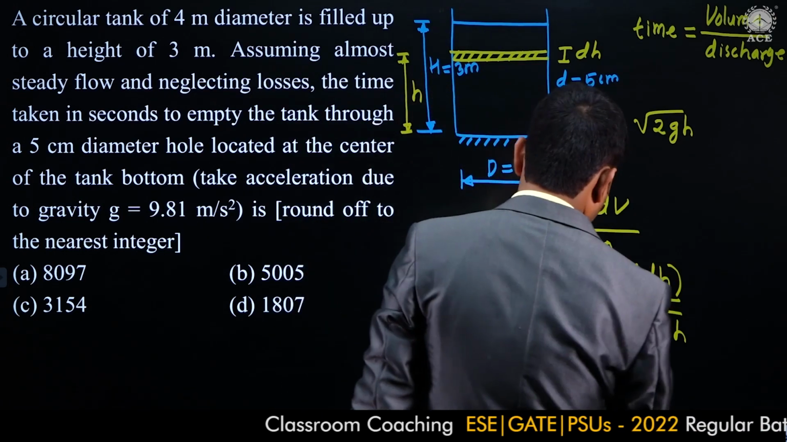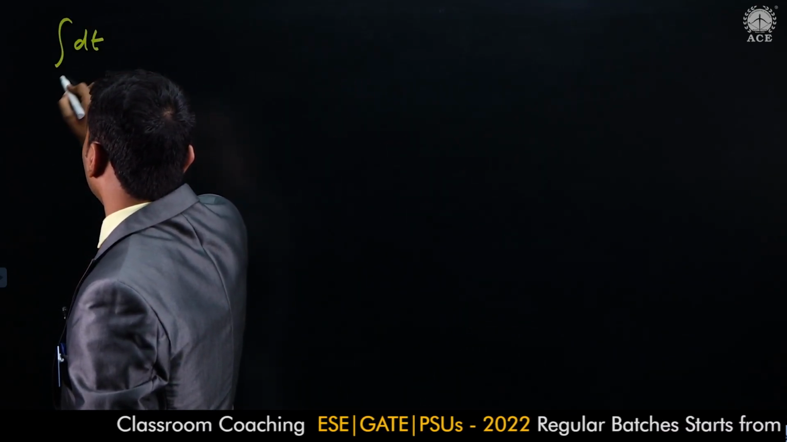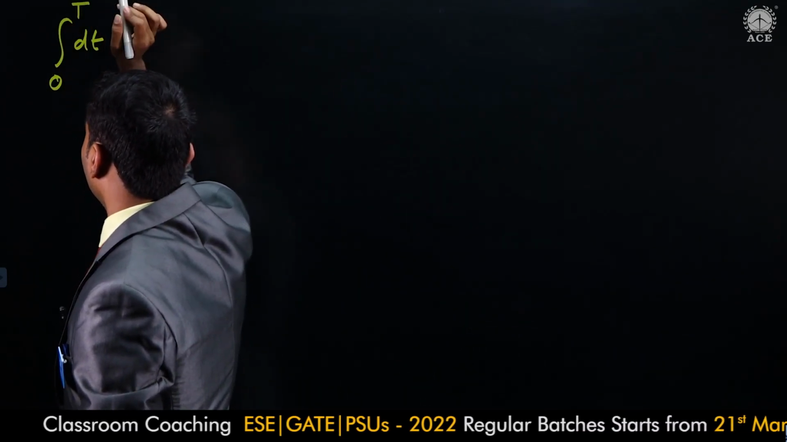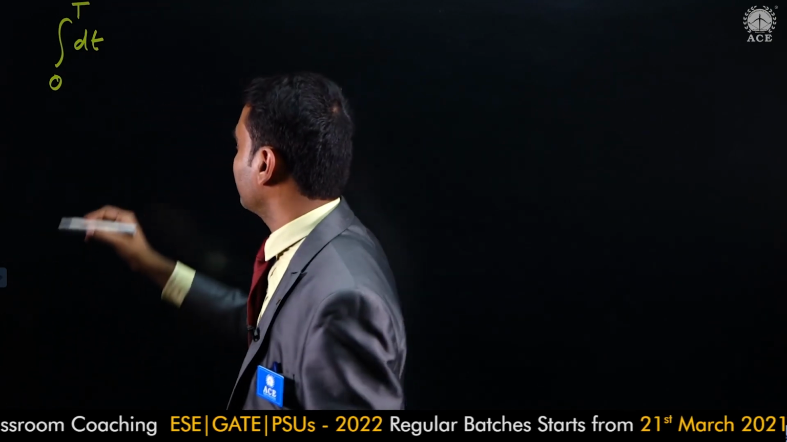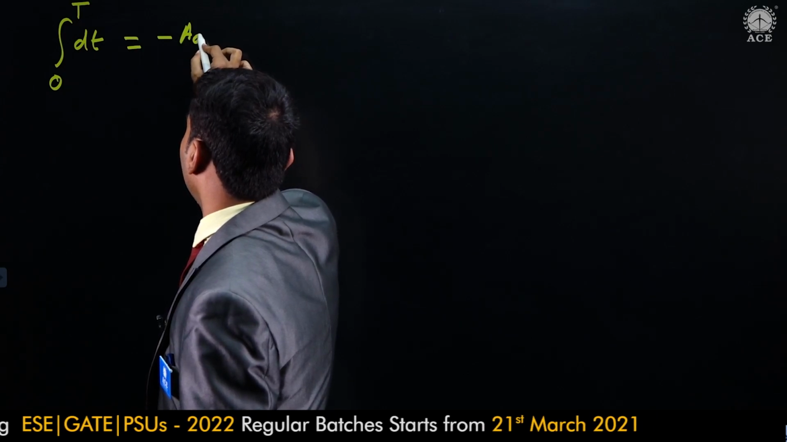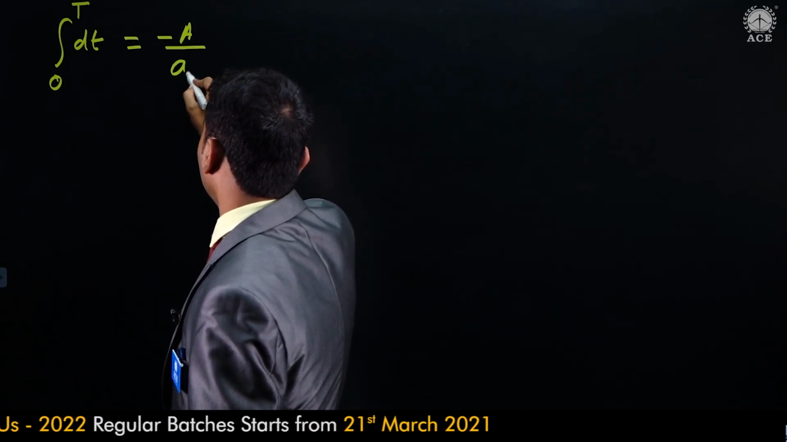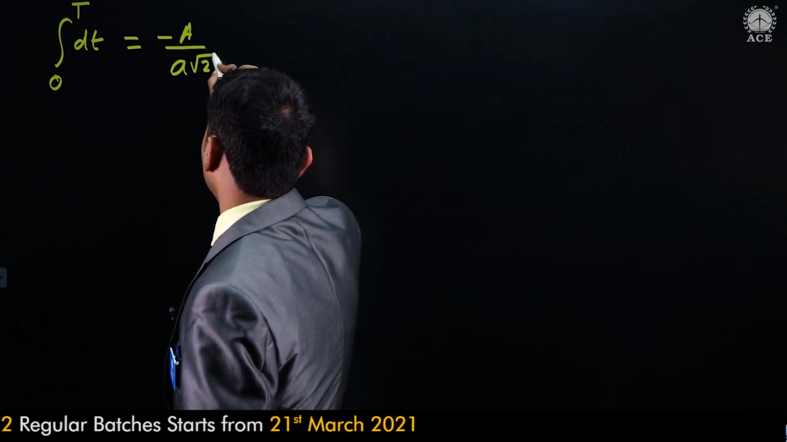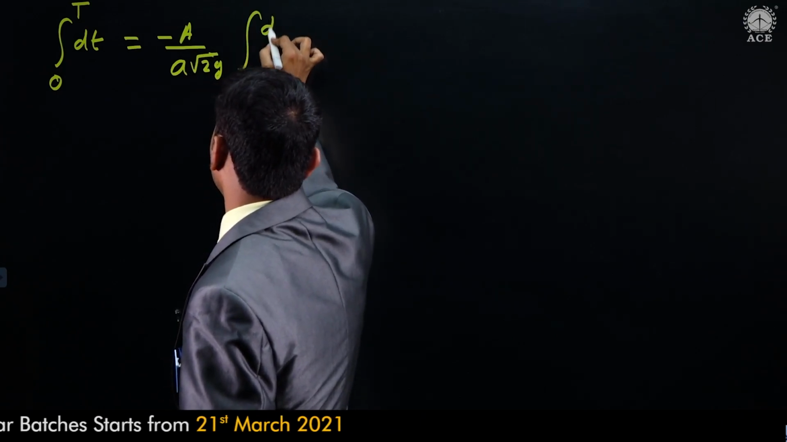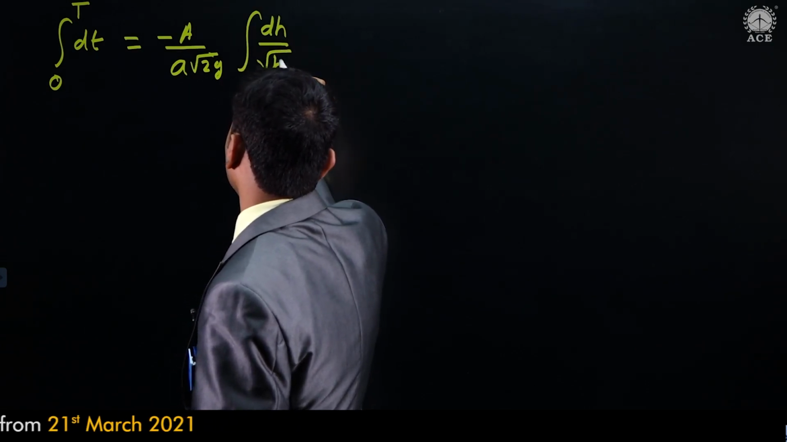So total time is obtained by integration of this. So integrate this dt from time t equal to 0 to capital T, where this capital T is the final time. On the right hand side also you have to do this integration. So minus capital A divided by small a into root 2g. I will take this outside of the integration. Inside the integration will be dh divided by root h.